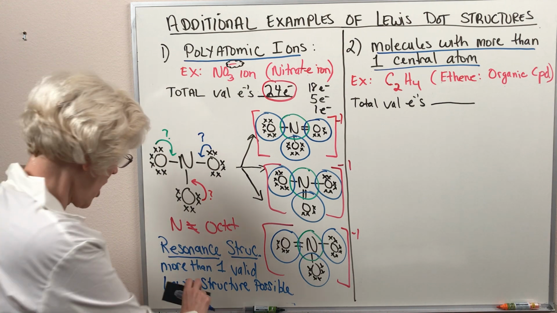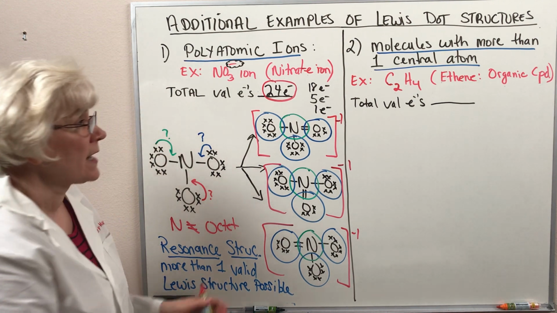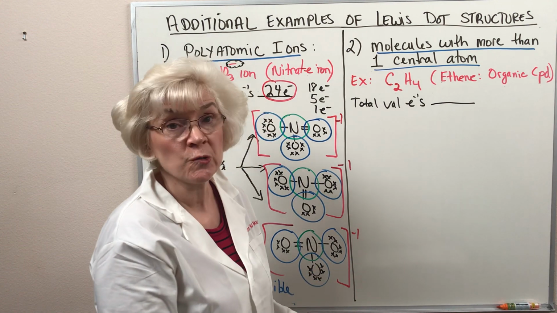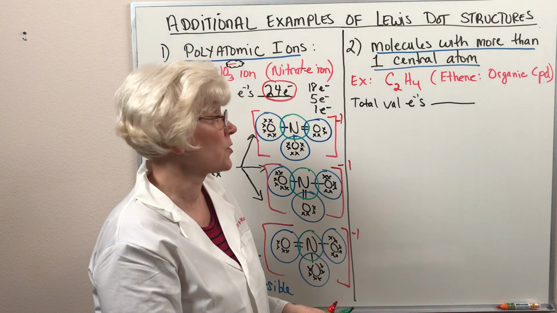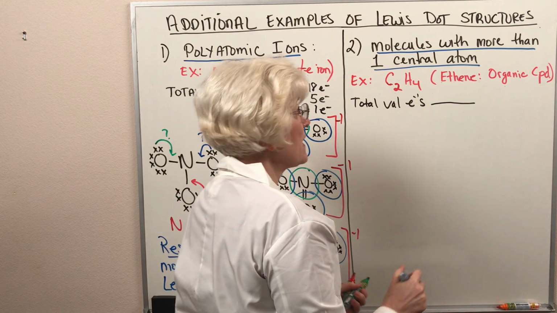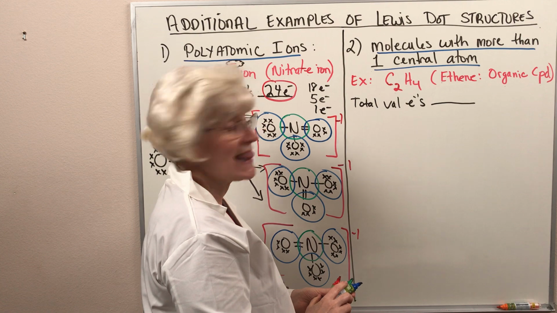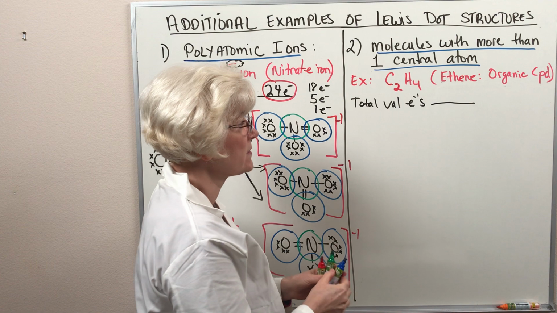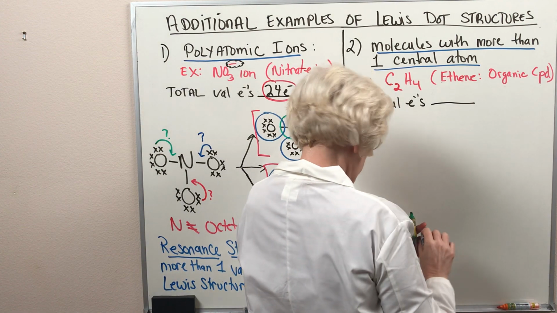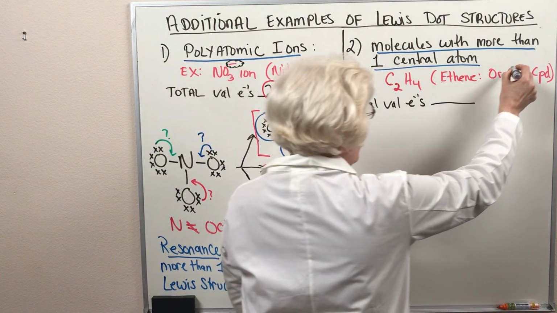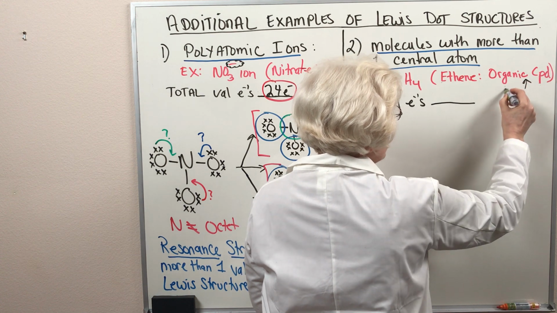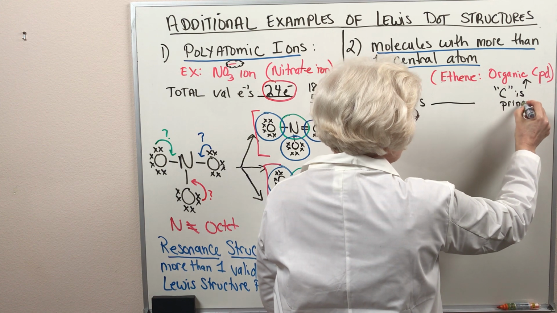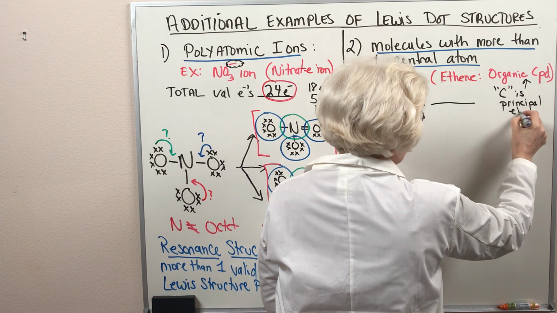Let's take a look at our last example that I want to touch base with you on and talk about. And this involves molecules that have more than one central atom. So the example that I'm giving to talk about is ethene. And ethene falls in the category of organic compounds. And organic compounds are compounds where carbon is the principal element.